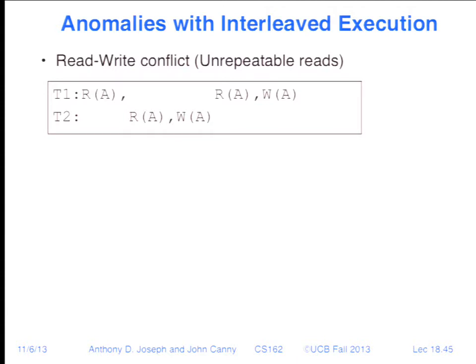The first kind of conflict we can have is called a read-write conflict. Here we did a read in transaction one, and a write from a different transaction was interjected before we did another read here. So these two reads, which are consecutive in the original transaction and should produce the same output, are going to produce different output.